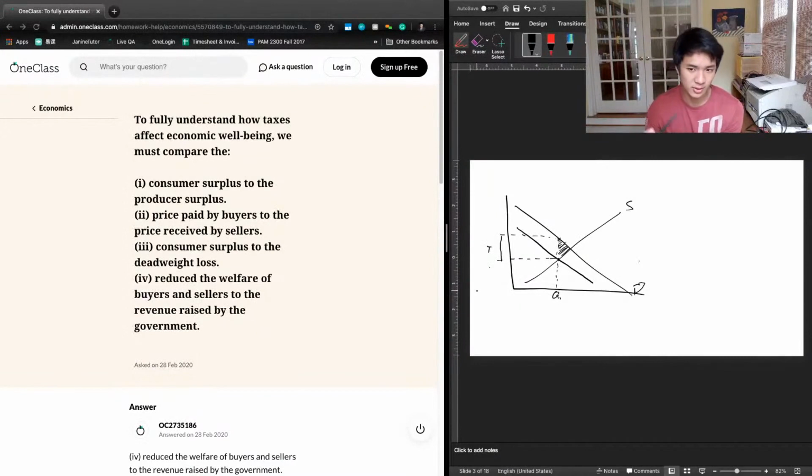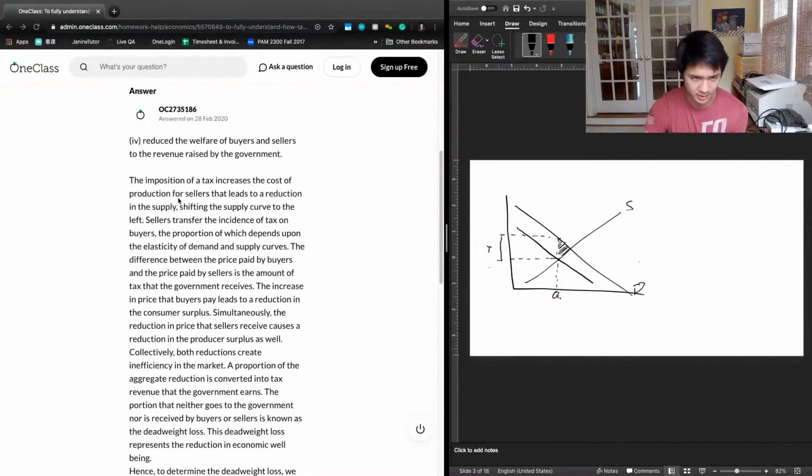Three says consumer surplus compared to deadweight loss, so we would have this comparison right here to this one over here, but we're missing both the producer surplus and the government revenue, so that's not going to be a good answer. And finally, we have the reduced welfare of buyers and sellers compared to revenue raised by the government, and that's the best option. Because this consumer surplus and this producer surplus remain despite the change in prices. The only thing that really changes is that there's deadweight loss here, and also that there's a certain amount of tax revenue going to the government. So that's what we care about, the comparison between these two. And so 4 would be the best answer here.